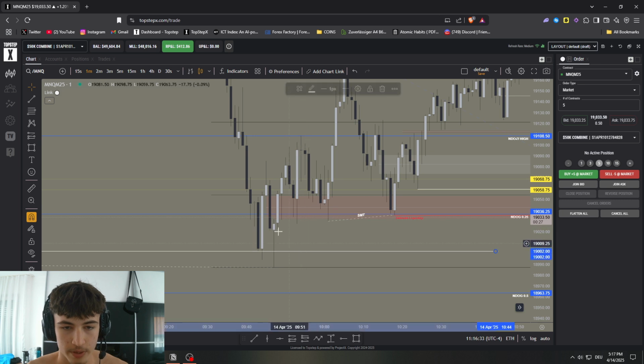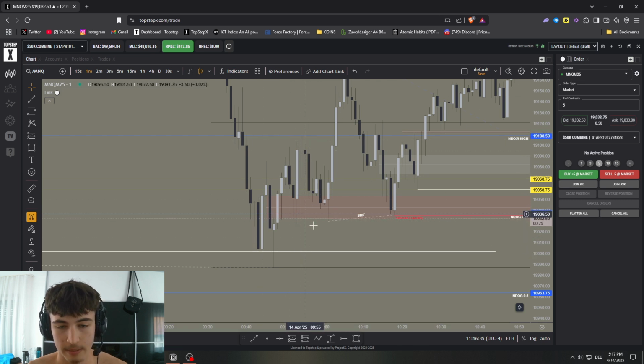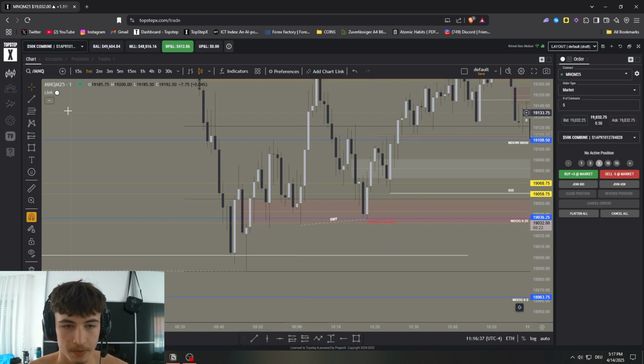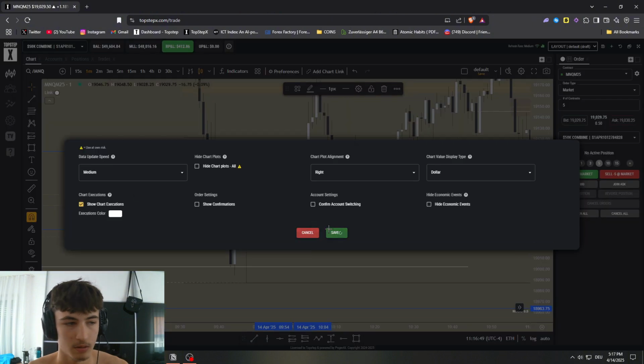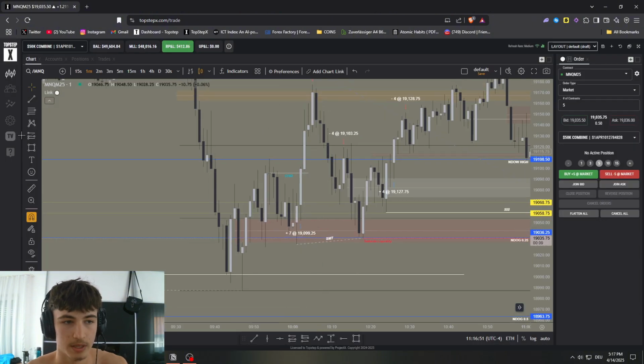So we inverse this fair value gap, came back down, came up, came back down, played around this level. And after we closed above this one right here, change in state, yeah, I entered right here. As you can see, 7 contracts.